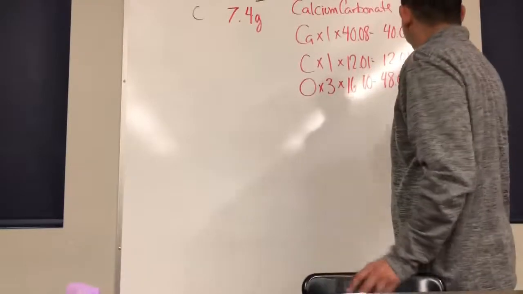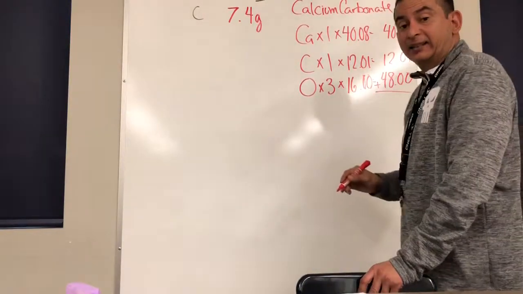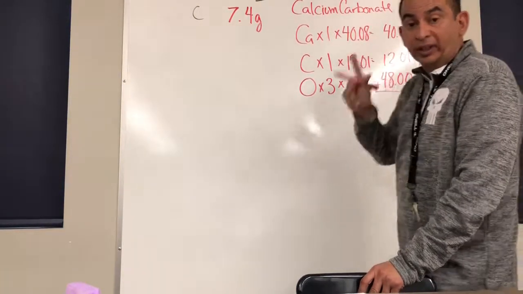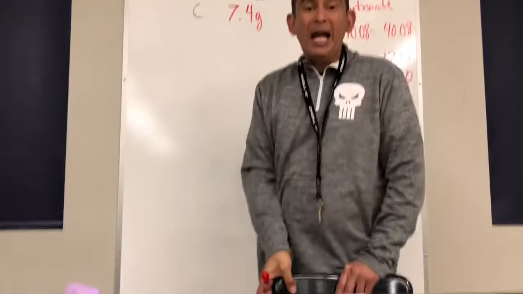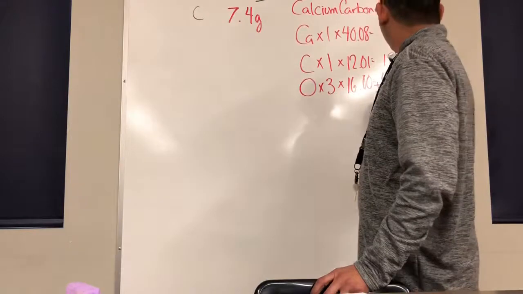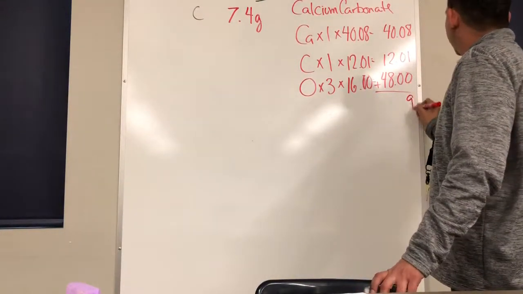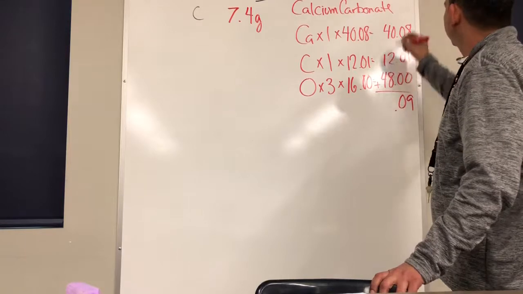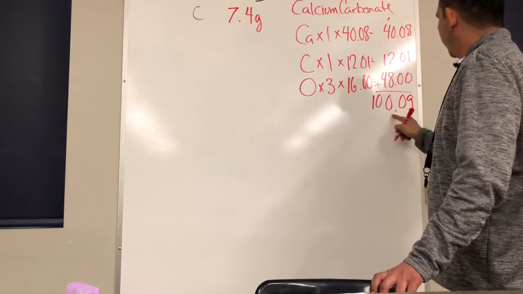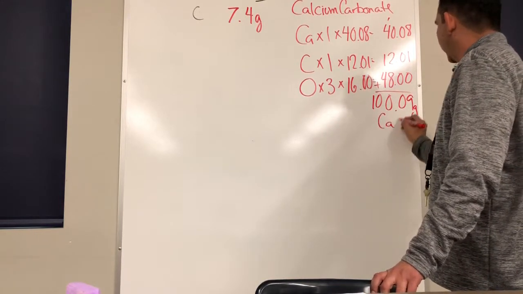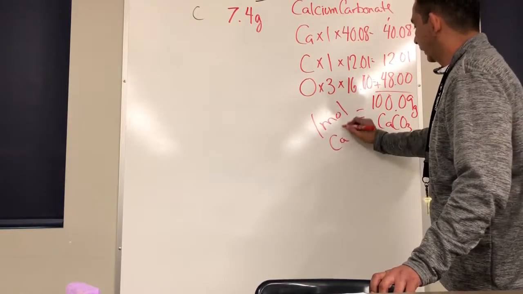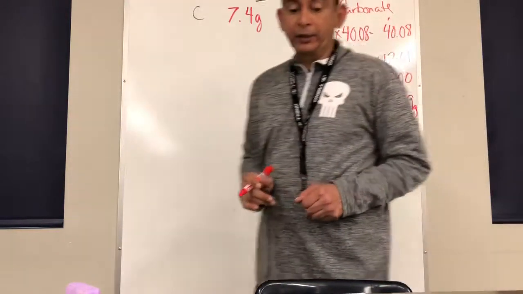Now at this point, we will add these numbers together, and that will be how much 1 mole of calcium carbonate weighs. We're going to use this to do conversions and figure out how much this was when we're relating it to a mole. So 100.09 grams of CaCO3 equals 1 mole of CaCO3. So now this is a conversion factor.